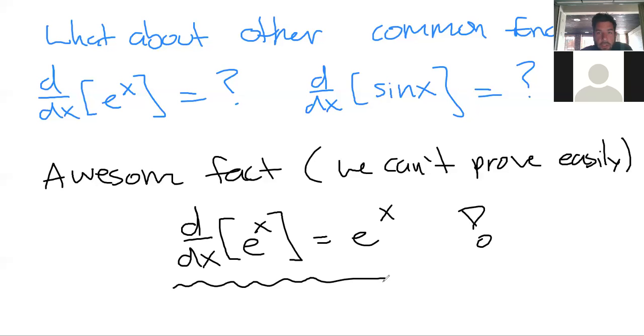That's the only function that has that property except for another function. But the other function that has this property is pretty boring. The only other function whose derivative would be itself is the function f of x equals 0 everywhere. But that's a boring function. That doesn't have any use. Well, I shouldn't say have any use. It's boring.